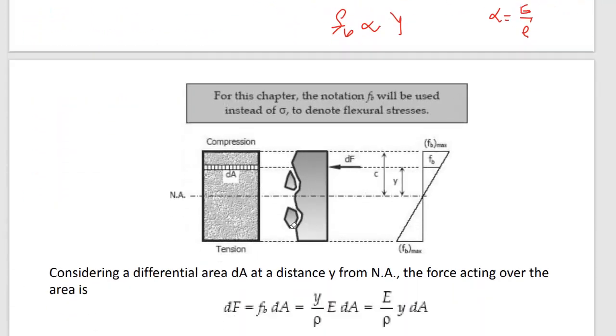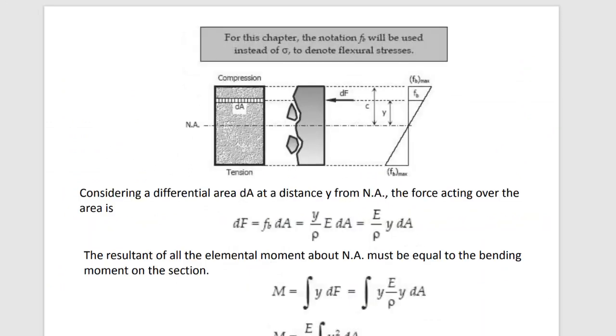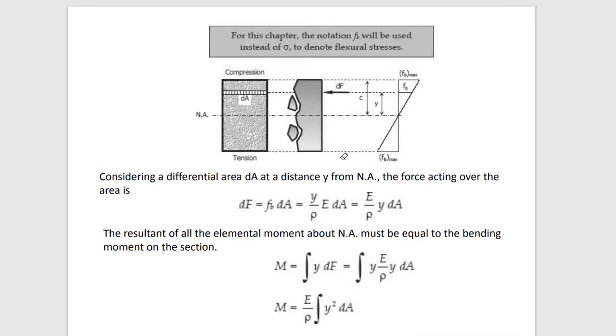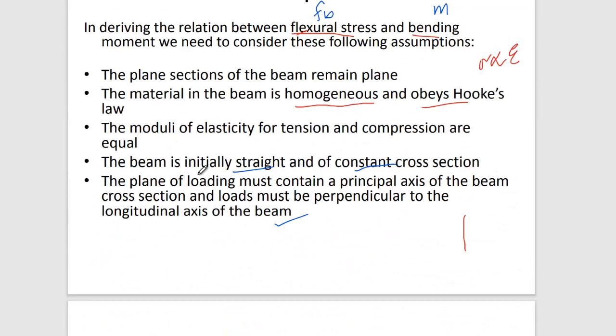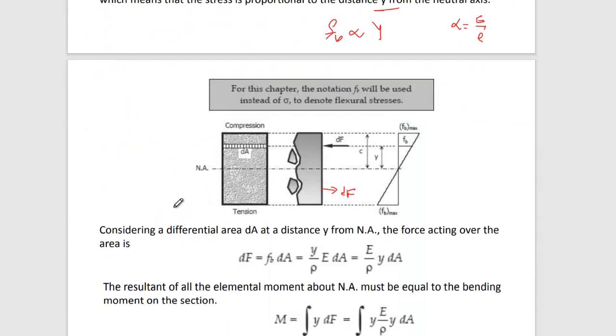Now we'll try to develop the relationship between the moment and the stress. You already got the idea, right? This is the situation, and the same amount of compression will be here as the same amount of tension. So either you consider the compression zone calculation or tension zone calculation, it doesn't matter. It matters only the y distance. If the y distance is suppose 100 centimeter from the neutral axis, the same amount of tension you will get here. That's because in the assumption you consider the modulus of elasticity for tension and compression are equal. So you are getting a similar pattern.